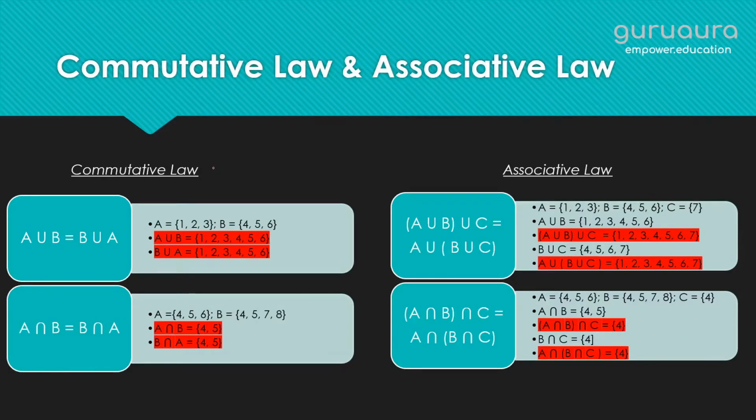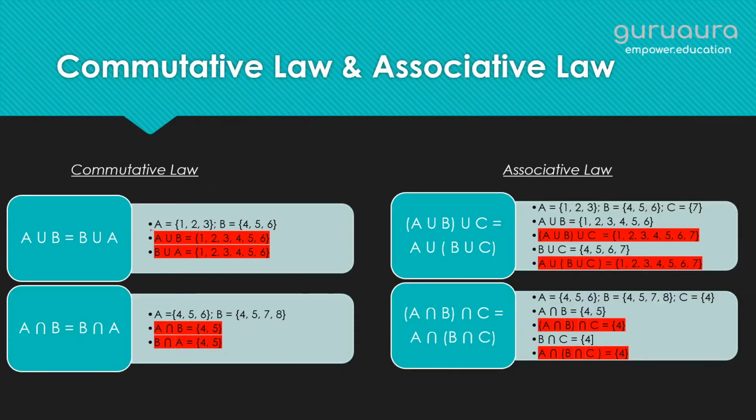Now let's see commutative laws. The commutative property for union and the commutative property for intersection say that the order of sets in which we do the operation does not change the result. A union B is equal to B union A and A intersection B is equal to B intersection A. Let's see this with an example.